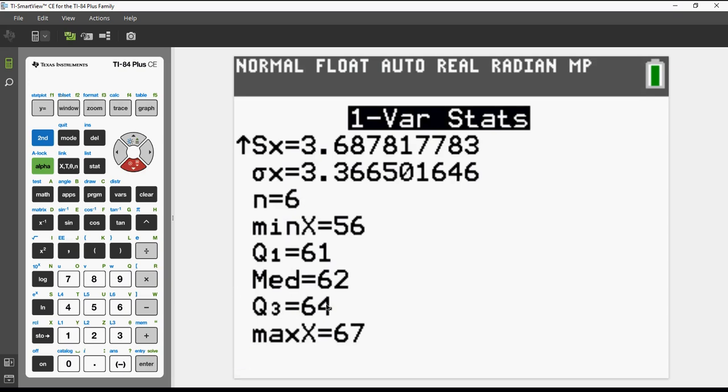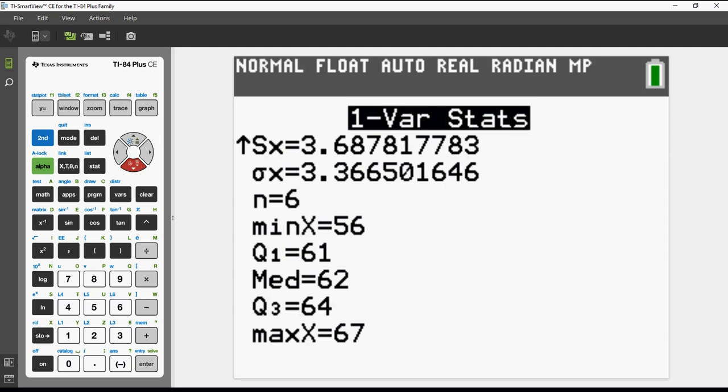What does med mean? That's the median. So right here, this gives you the median of your information. What does max mean? The highest number. So min is your lowest value. Max is your highest value.